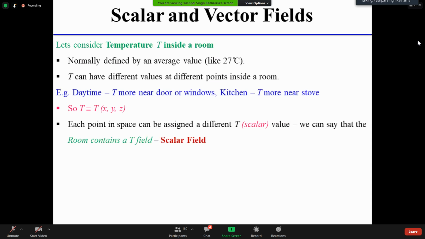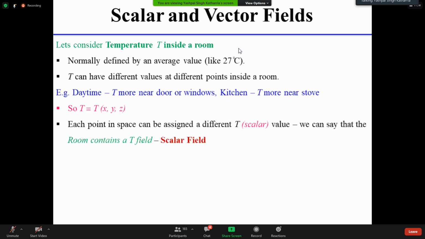Okay, so let's consider we are inside a room, and we are trying to find the temperature inside the room. Normally we give temperature in terms of a single value like 27 degrees centigrade. That is the common temperature that we normally propose. So this is an average value. The average temperature could be 27 degrees, but the temperature at all different points inside a room can have a different value.